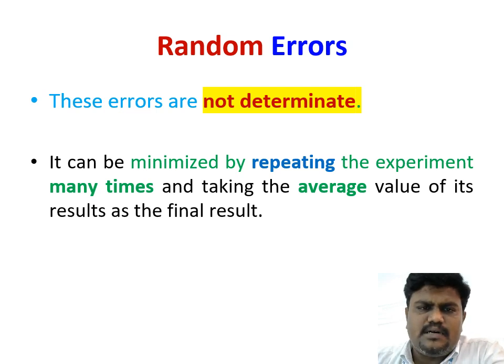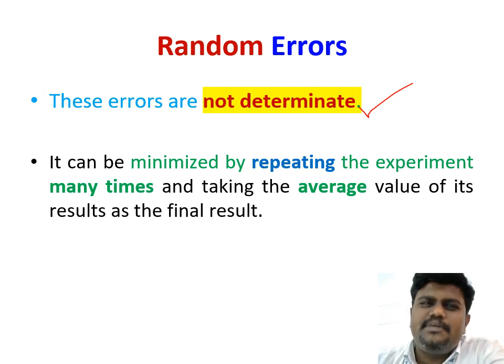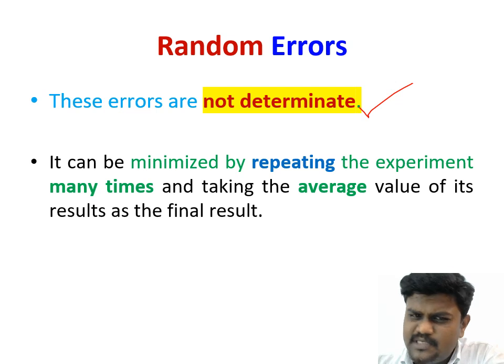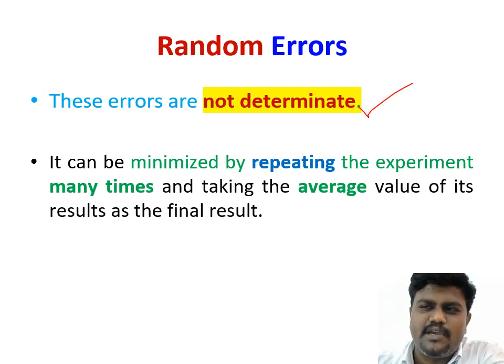So when you talk about random error, as I said, this is not determinant, and it can be reduced by repeating your experiments. You can reduce the error by increasing the number of experiments, and the resolution of instruments can be improved, so that you can reduce your error, right?